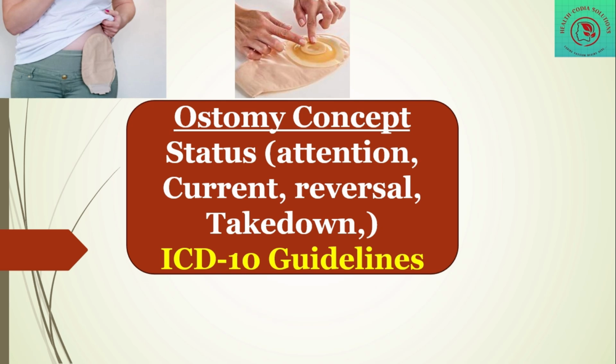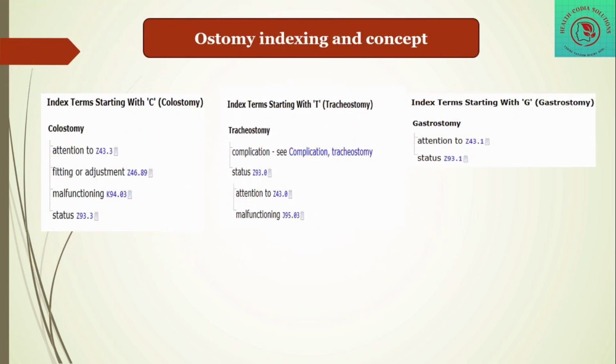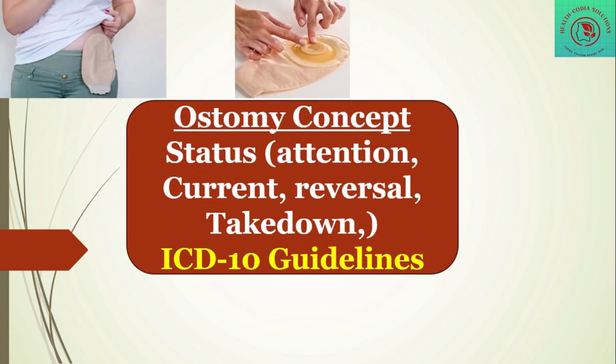It is generally an artificially created opening. It could be used for different purposes. In the case of colostomy, it is to drain out the waste material. In the case of tracheostomy, it is for prolonged ventilation, or in the case of gastrostomy, it can be used as the feeding tube. So it differs from ostomy to ostomy for what purpose it is being used.